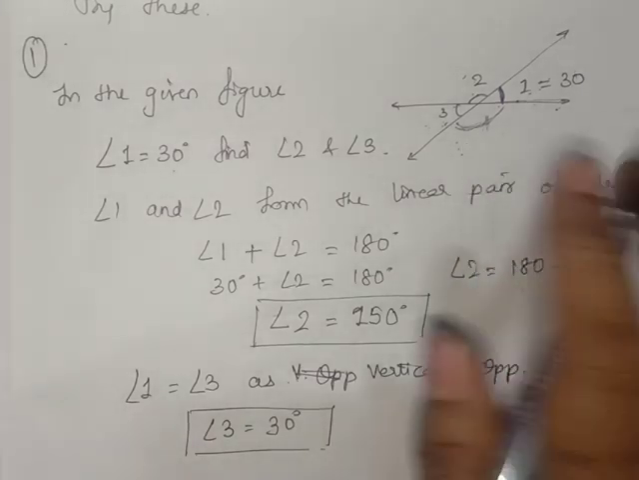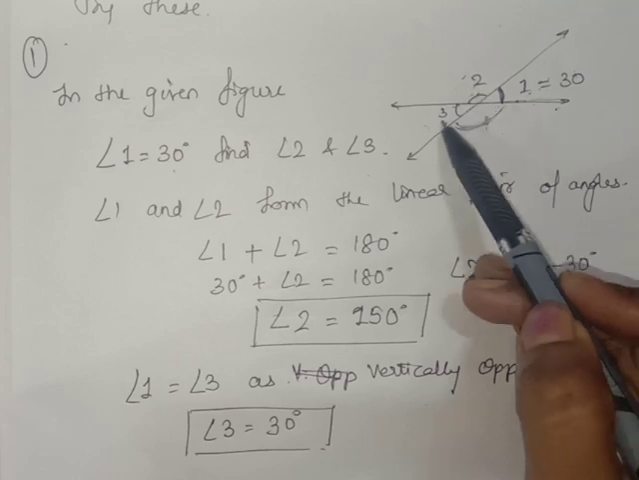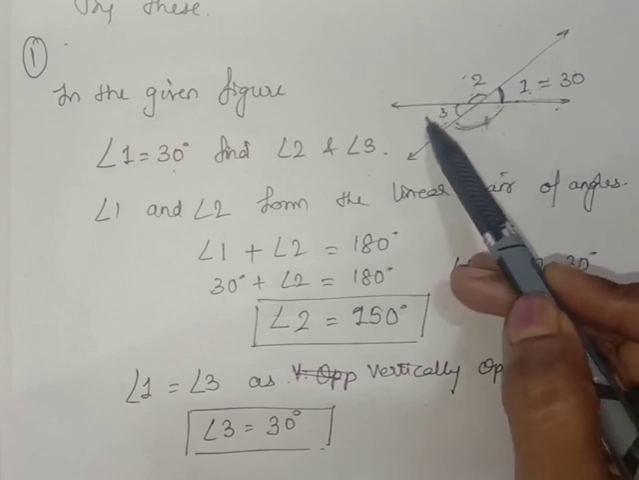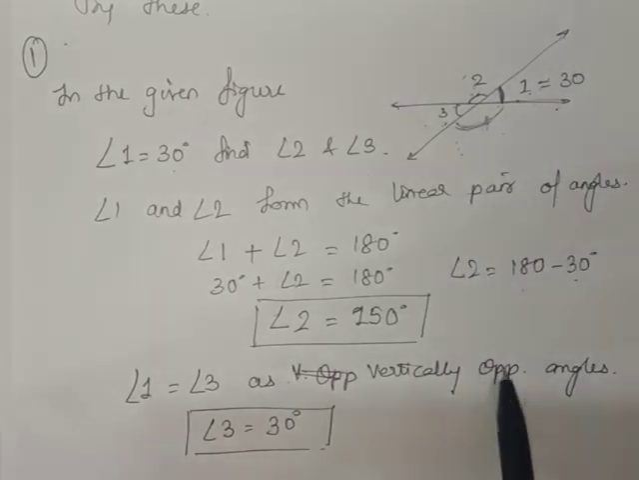If you want to check what I have said here, it is 150. When you subtract 150 from 180, you will automatically get 30 degrees. So you have the vertically opposite angles the same.